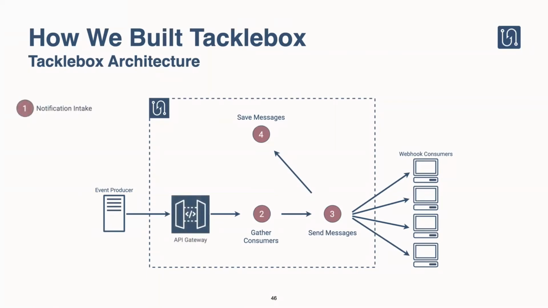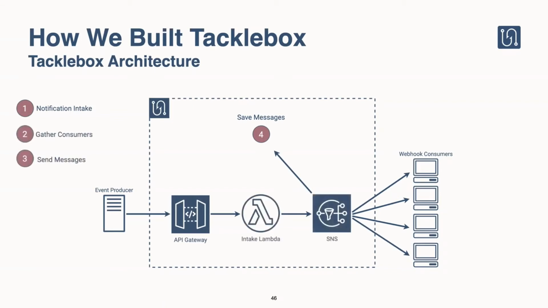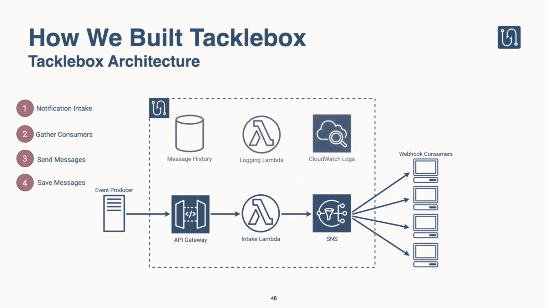So in our architecture, notification intake is handled by a pair of services, API Gateway and Lambda functions. API Gateway serves as the entry point into Tacklebox and passes incoming notifications to an intake Lambda. The next two steps in the lifecycle, gathering consumers and sending messages, are handled by the Simple Notification Service. The last step, saving messages to the database, is taken care of by a combination of a log service, CloudWatch Logs, and a Lambda that transfers message information from those logs to our database.